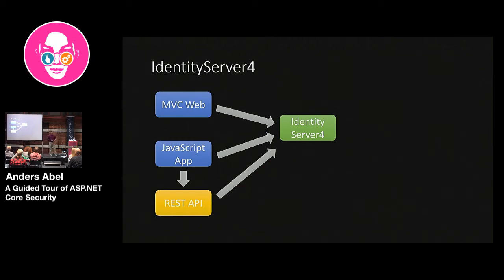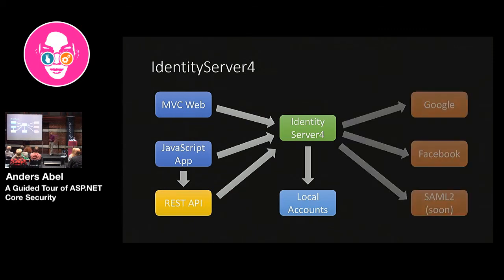What's great with Identity Server 4 is also that it is in itself a middleware, so you can embed it into your application. It can handle local accounts, username, password. Identity Server 4 can also handle federated or external authentication, Google, Facebook, SAML2, which is used in enterprises, is nearly done. My intention was to have it done, the middleware I'm working on by now, but I'm not done. I hope late November.